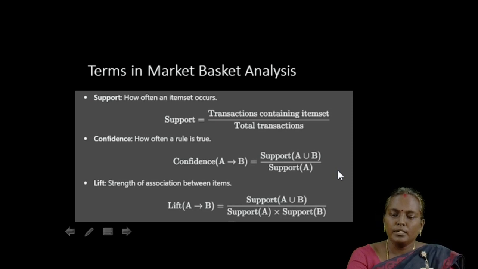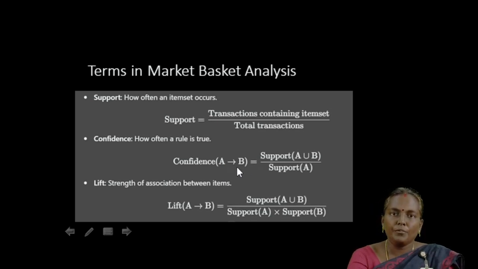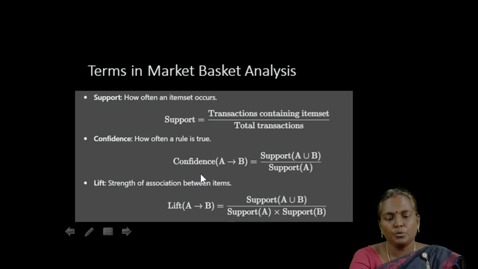So here for A, I am taking any one of the items in my transaction. For B, I am going to take any one of my items in the transaction. So confidence of A tends to B will be equal to the support count which I calculated in the previous formula divided by the support count of A, because A is going to influence the purchase behavior of the item B. So this is called a rule, and we have to find the confidence of this rule.